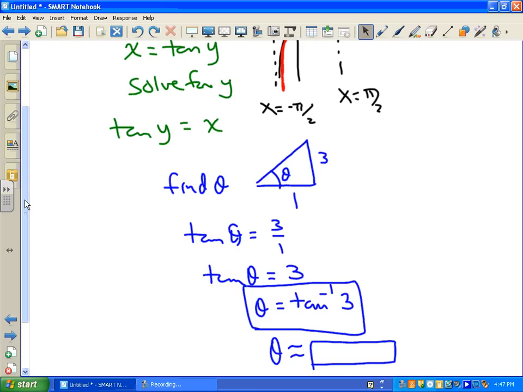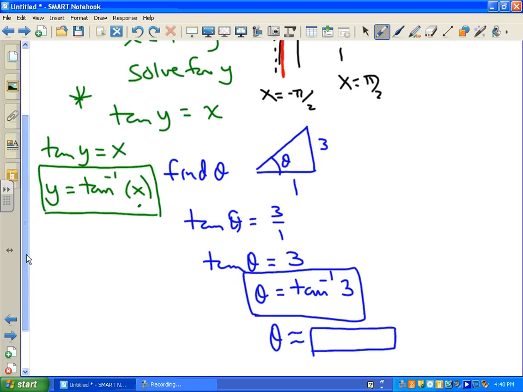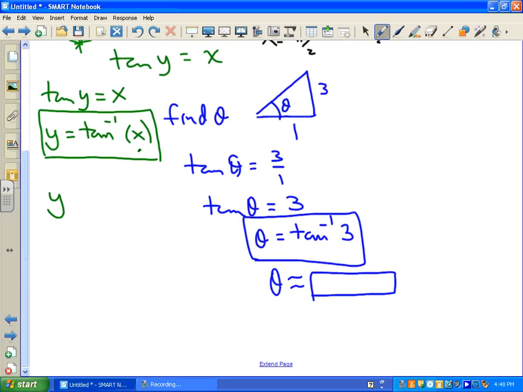So if we have to solve this for y, back to our inverse trig function now, we have the tangent of y is x. So y is the tan inverse of x. Now, we can't do that on the calculator because we don't have a number here, but this does create a new function. This new function is what we're going to study in section 3.6. y is the tan inverse of x.